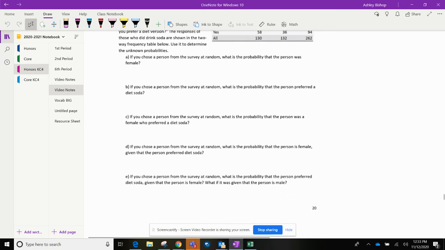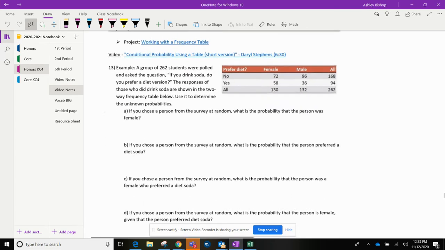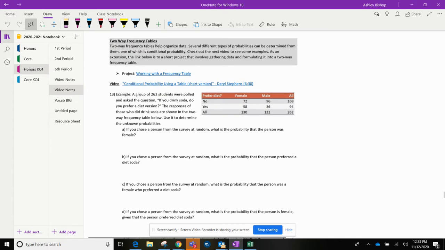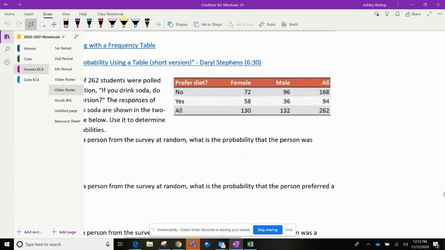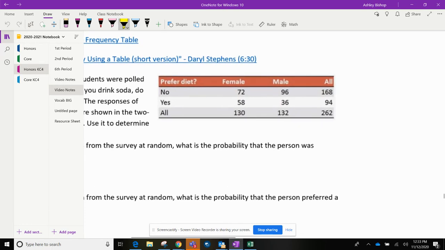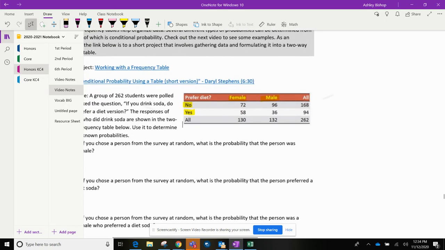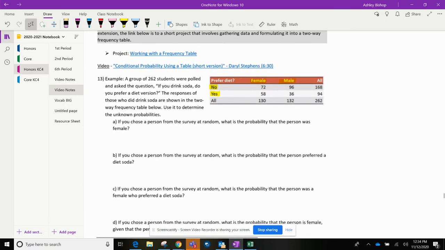And so now pause this video and get yourself to page 20. We want to be at page 20. And I'm going to explain what a two-way frequency table is. A two-way frequency table is going to be where we compare two sets of data. So in this example, we have males and females. That's one set of data. That's one category. And we're going to talk about whether or not they prefer diet soda. So whether they are man or woman is one category, and whether they prefer diet soda or not is another category. So in this table, I have all of that information. So that's a two-way frequency table.